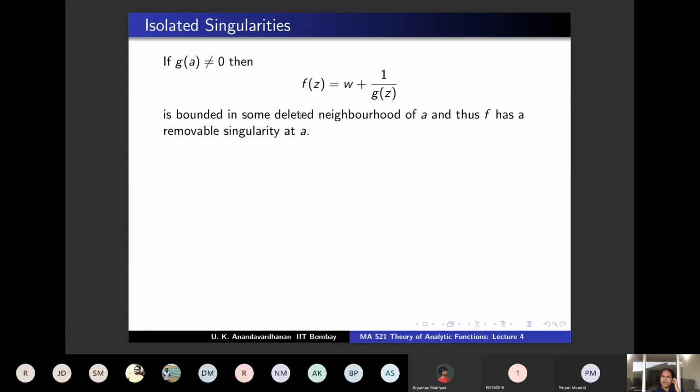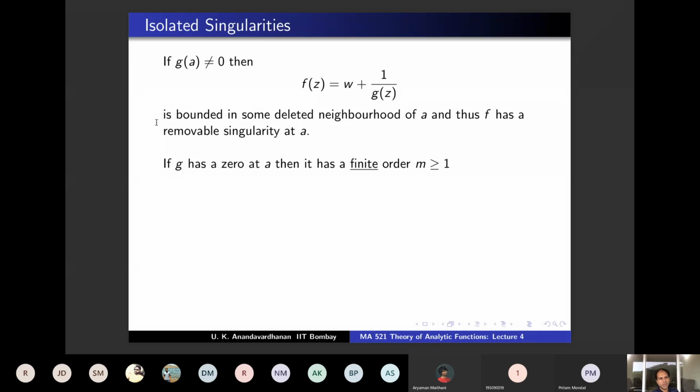In a neighborhood of A, it is bounded, but F was not given to me at A, therefore I am continuing to use the word deleted. We can't write the equality, so I'll just write f of a. I mean, f of a you can define as w plus 1 by g of a, but not otherwise. That's a small minor point. Either way, you can justify by interpreting it correctly. The point is F has a removable singularity at A.